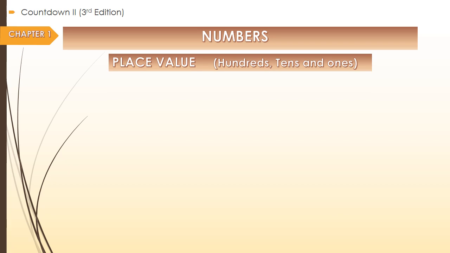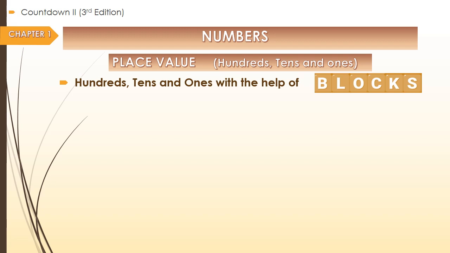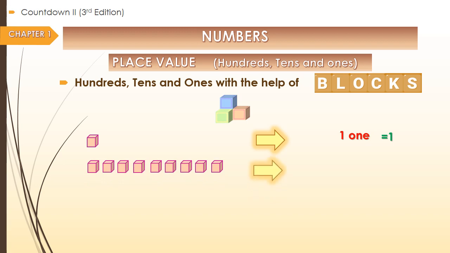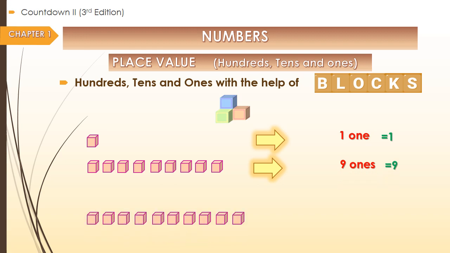Chapter 1, Numbers. Today my lesson will be about the place value of 3-digit numbers. It is easy to understand hundreds, tens and ones with the help of blocks. Today you will learn how to count by using these kinds of blocks. When you have one single block like this, we call it units or ones. It represents 1, which is equal to the number 1. Less than 10 blocks are considered as ones. So if we have 9 single blocks, they will be considered as 9 ones, or simply the number 9.